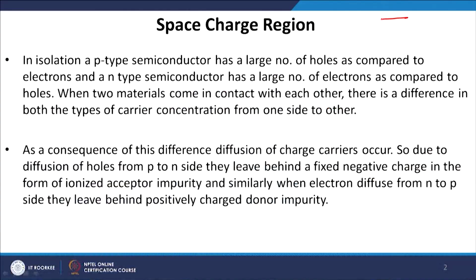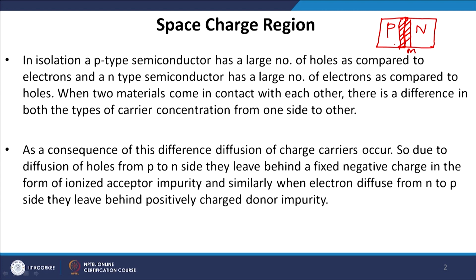For example, if this is my p-type semiconductor and if this is my n-type semiconductor, then at the junction it is called the metallurgical junction, and the area around this junction which extends both in the p side and n side, the shaded area, that is called the space charge region or depletion region.